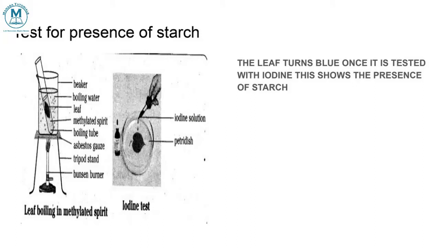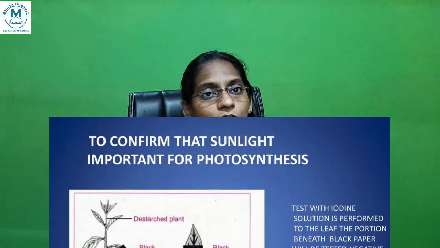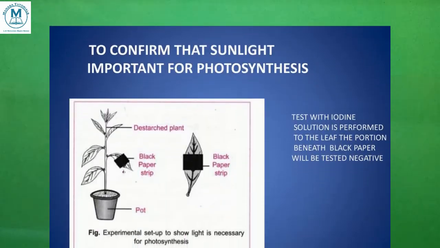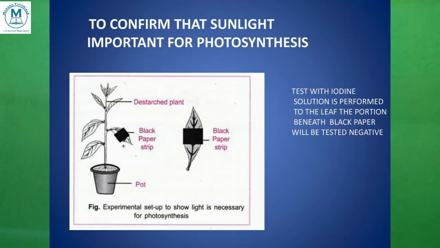Here to perform this we need to place this leaf which is covered with black color paper in methylated spirit. Boil the leaf in methylated spirit, and now we need to put a few drops of iodine solution on the leaf. So when you are putting a few drops of iodine solution on the leaf, what happened? The portion which is not covered by the black paper will turn blue in color, but the portion which is covered with black color paper will remain unchanged. Understood? It doesn't show any color. That shows that the portion which is covered with black color paper has no starch.